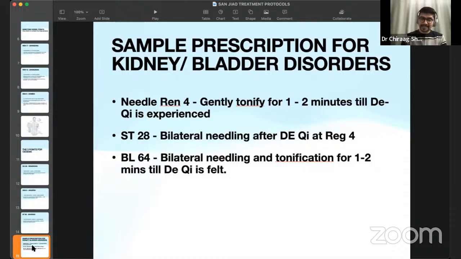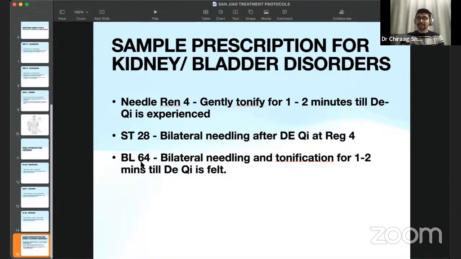Once you experience De Chi, you give stomach 28 bilaterally. After stomach 28, you stimulate bladder 64 and tonify gently for 1 or 2 minutes till the De Chi is felt. Now you notice the sequence.